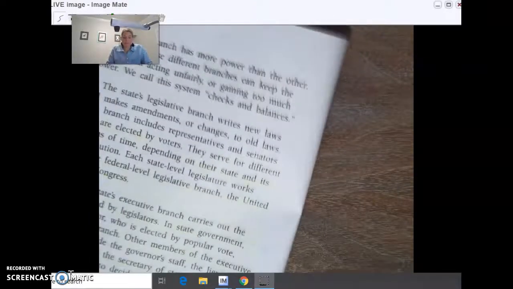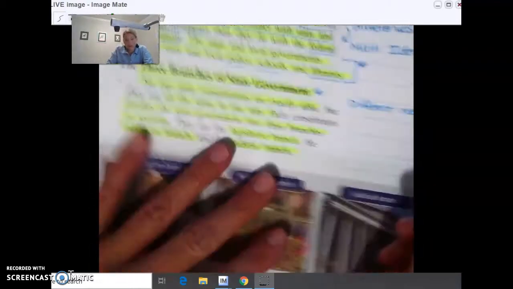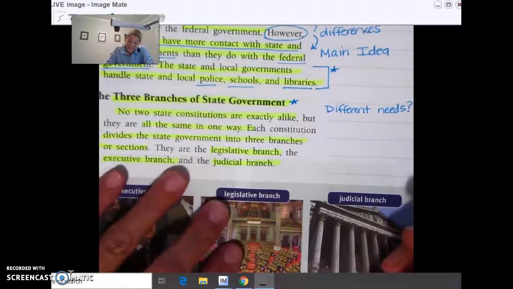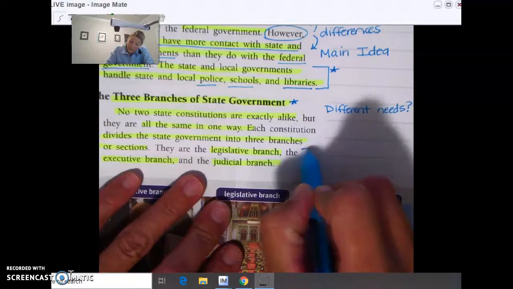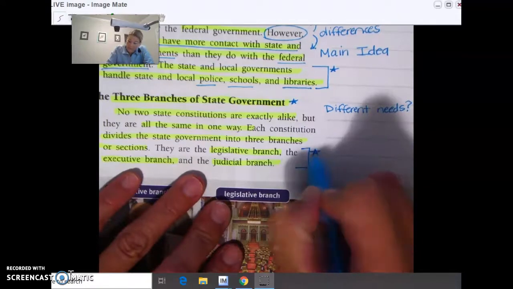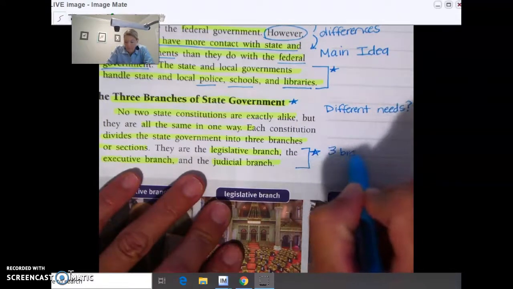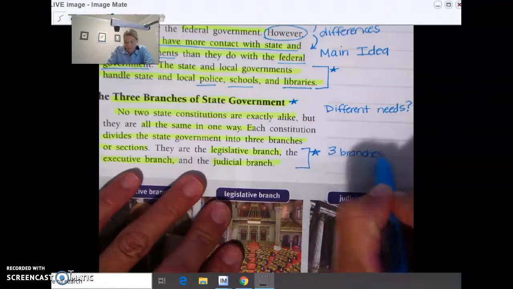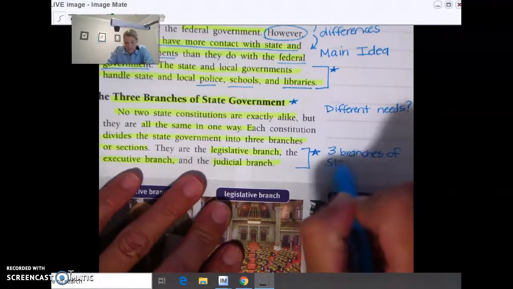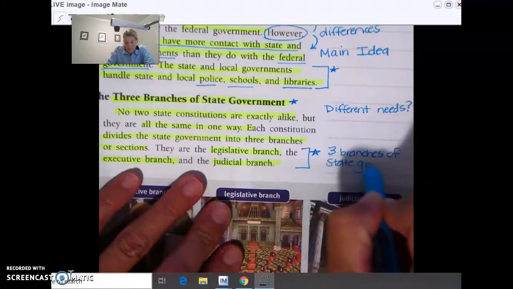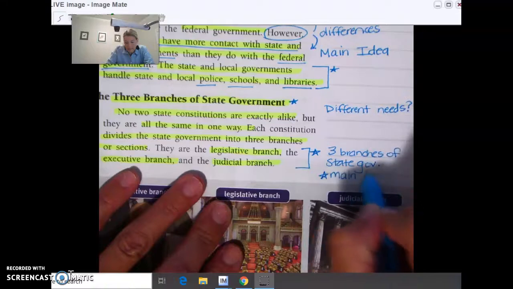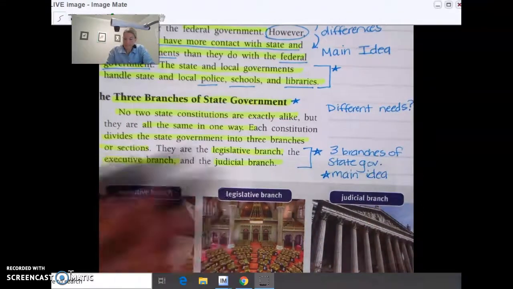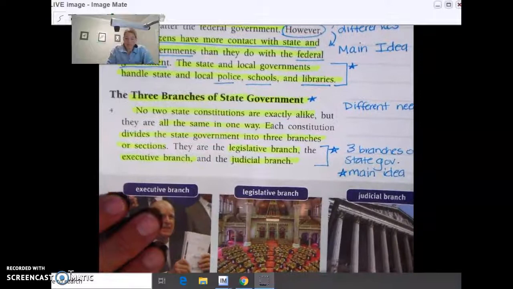And I do want to summarize real quick. Sorry, guys. Let's go back to paragraph 4. So in paragraph 4, we've learned that our main idea is that there are 3 branches of government. We'll say state government. And that is my main idea. Okay, we're going to stop here is what we're going to do.